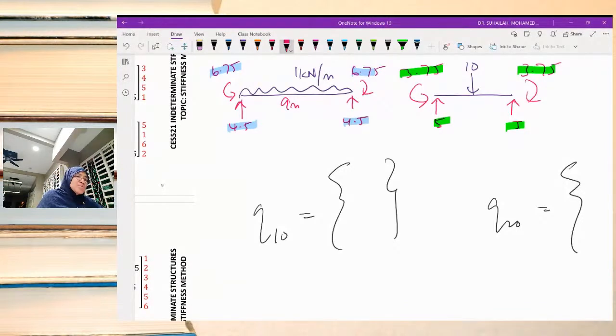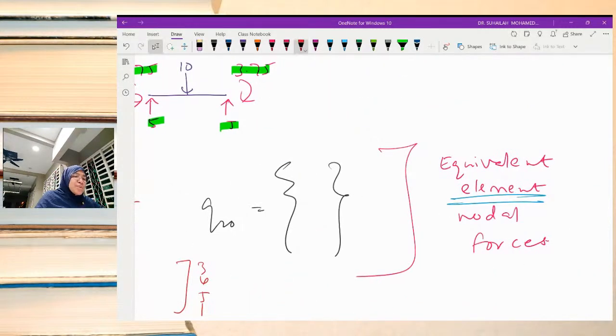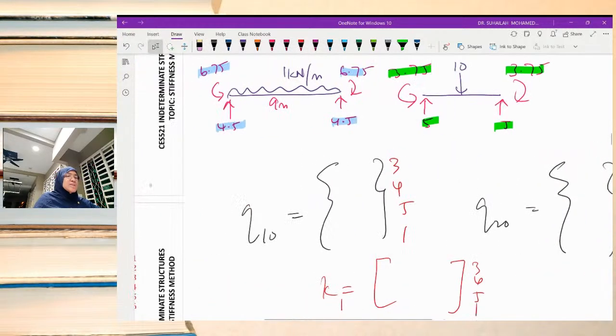Means that at K, we labeled it as 3, 4, 5, 1. So this one is the same as K1. The label is the same, 3, 4, 5, 1, so take back the same label. And for Q2 naught, the label will be 5, 1, 6, 2. So which is the value for 3, 4, 5, 1?